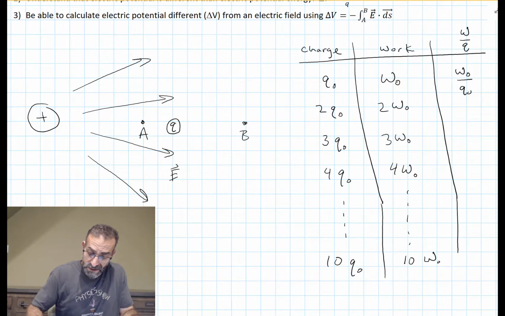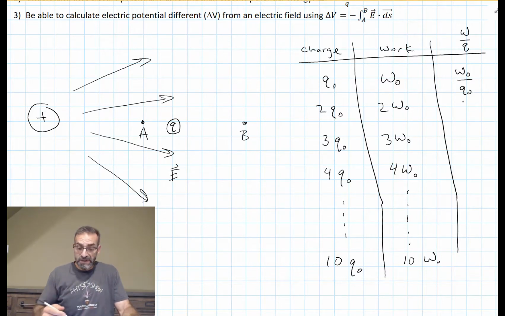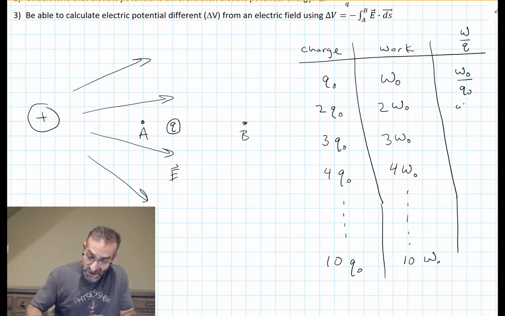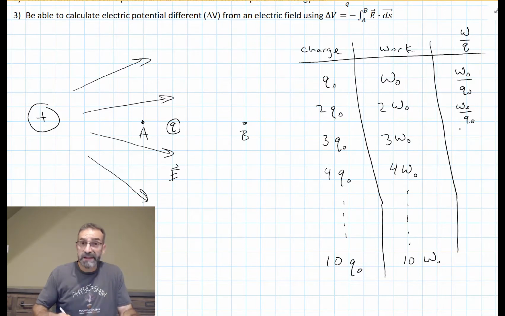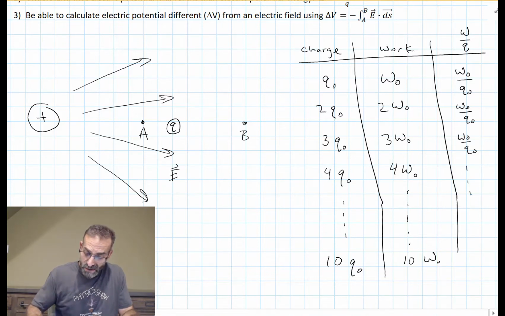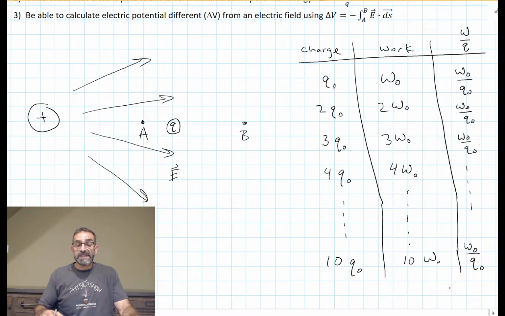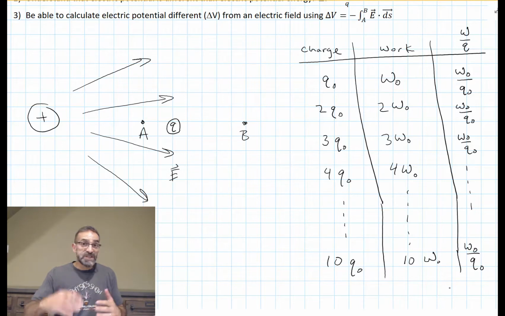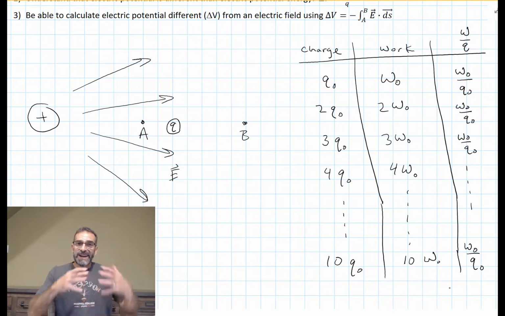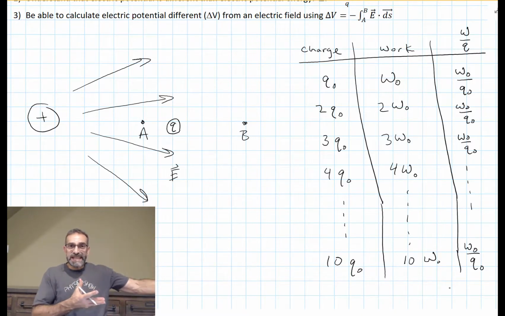What do we get? We get work over charge for the first case. In the second case, we're dividing twice as much work by twice as much charge, and we get the same thing, W naught over Q naught. In the third case, and so on, we get the same thing every time, because it does not depend on the charge we're moving between A and B, which is changing because I can't make up my mind how much charge I want to move. It depends on the field that exists between points A and B only.